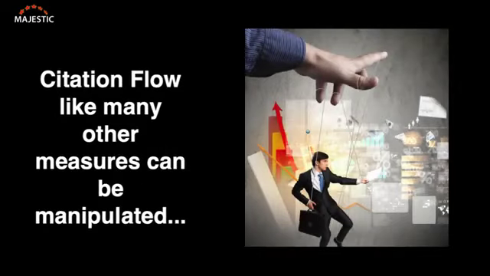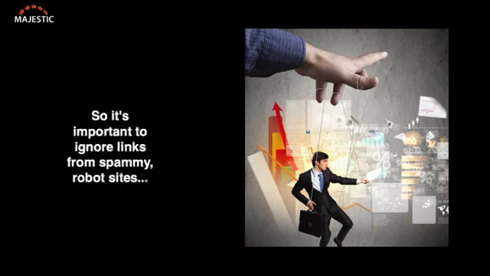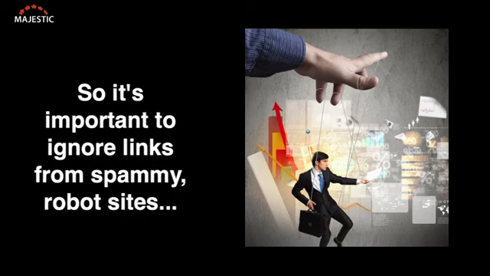But herein lies a problem. Citation flow, like other measures of a site's power, can be manipulated. So it's important to ignore links from spammy robot sites and look at sites that are created by real humans.